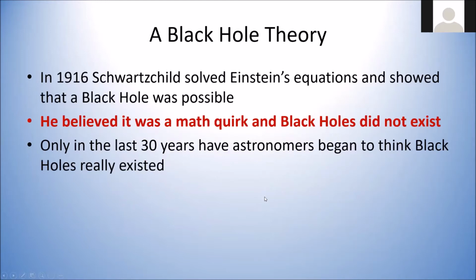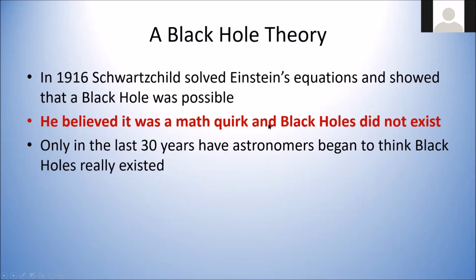So the black hole theory, as I said, came about from Einstein's equations for general relativity, and Schwarzschild, in 1916, the following year, was able to solve those equations and showed that a black hole was possible. He believed it was a mathematical quirk, that black holes really did not exist.